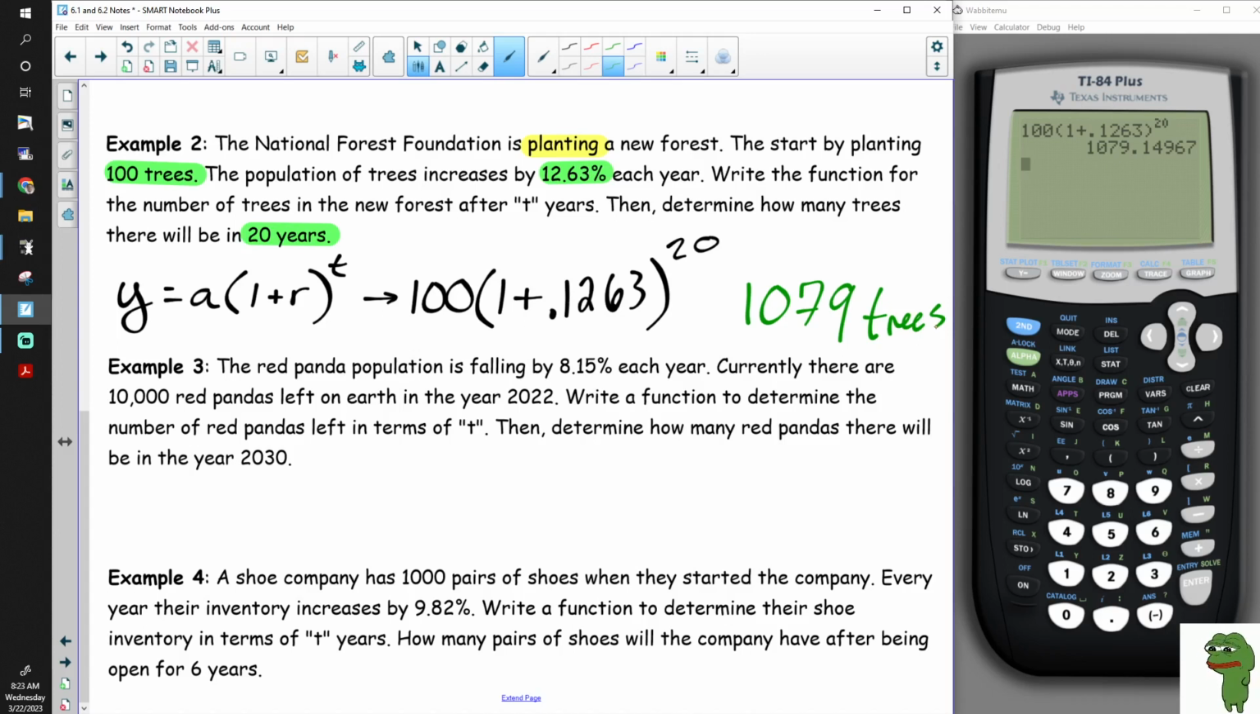Okay, a couple more. Good to go. Example 3. One of the most important things you do here is before you call me over and you're like, is this growth or decay, or what do I do? You read the problem a couple times. Because everything is right in the problem. The red panda population is falling. So, in other words, decreasing. There will always be a keyword somewhere hidden in your problem. Here, it's falling. So all that word tells us is we are going to use the decay formula.